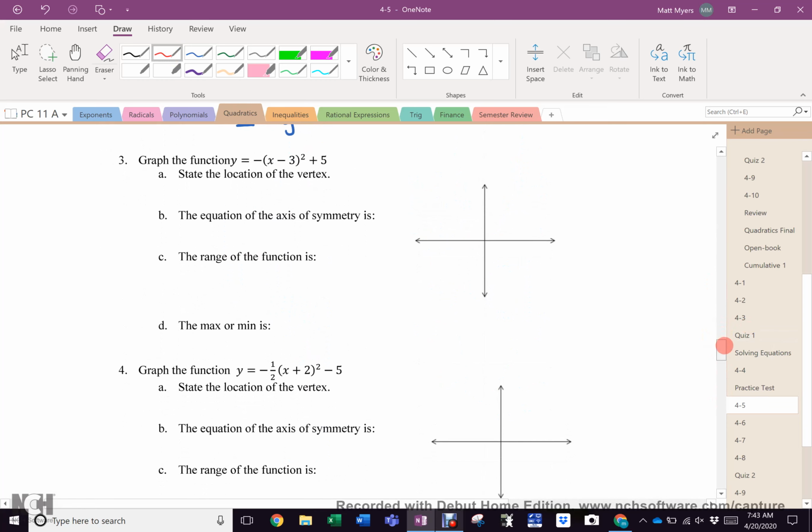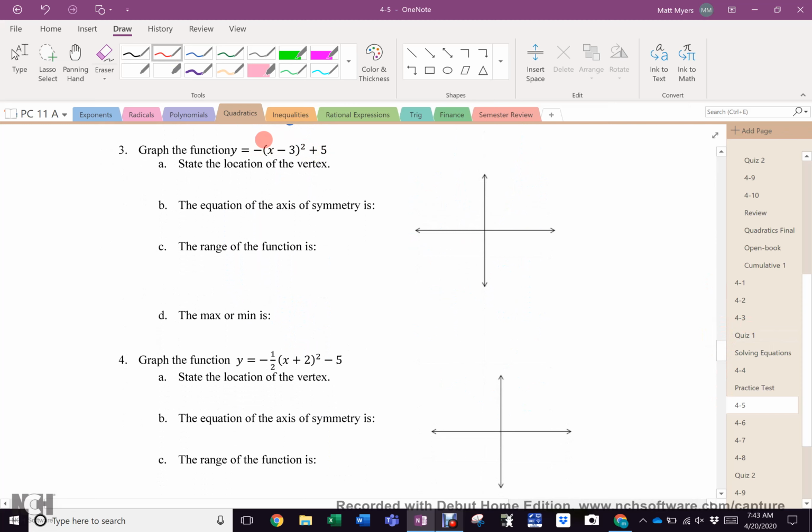Alrighty, number 3. What's my vertex? Well, I've got an A, a P, and a Q this time. So I know my vertex is opposite P, 3, and regular Q, 5. So 1, 2, 3, and up 1, 2, 3, 4, 5, right there, 3, 5. Now, the equation of the axis of symmetry, x equals 3, because it's going right through there. The range, is that a happy or a sad parabola? It's a sad parabola, so y must be less than or equal to 5. It's a maximum at y equals 5, and then I graph it.